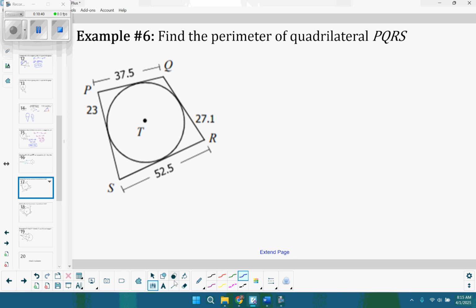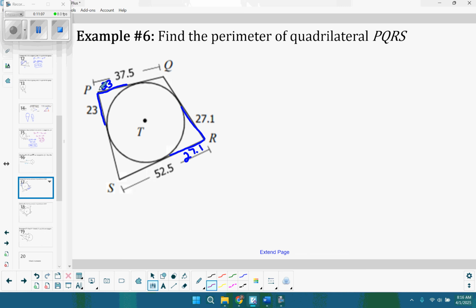For example 6, we want to find the perimeter of this quadrilateral. So I'm going to start where I know small numbers. I know this little piece here is 23. So if I meet it at the other side, this little piece here is also 23. And the same thing, this one is 27.1, so the piece that meets at it would also be 27.1.